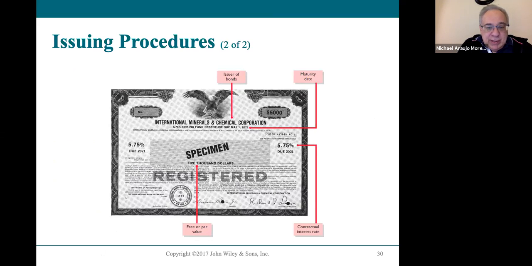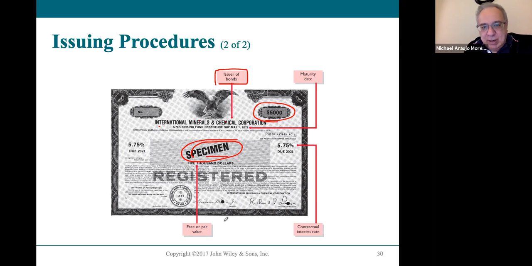Bonds, they look like this, basically. If you owned a bond, your name and other things would be where the specimen is, okay? So your information would be here. A couple of things: the company that issued the bond is the company that borrowed the money. So in this case, it's International Minerals and Chemical Corporation. That's a tough mix. They're the issuer. They're the ones who borrowed the money. This is the amount of money they borrowed from this particular bondholder who would be listed here.